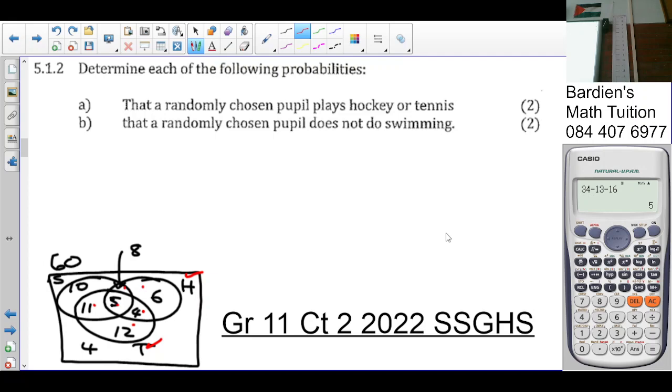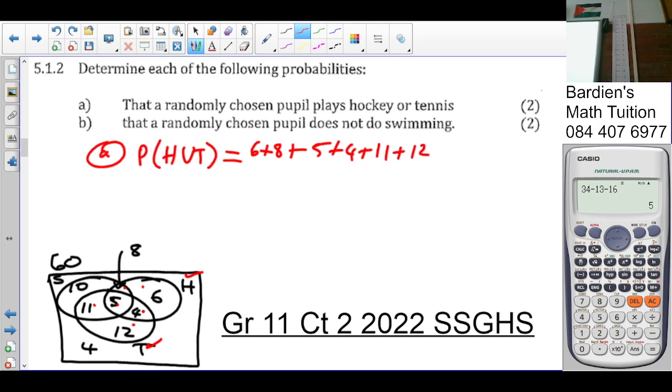Can you see that? So the probability of hockey or tennis is going to be 6 plus 8 plus 5 plus 4 plus 11 plus 12, and this is all over the number which is 60. It's going to be 6 plus 8 plus 5 plus 4 plus 11 plus 12, and this is over 60. Gives us 23 over 30. Is that correct? 23 over 30.